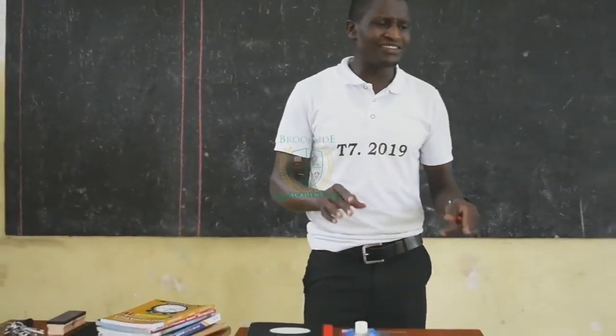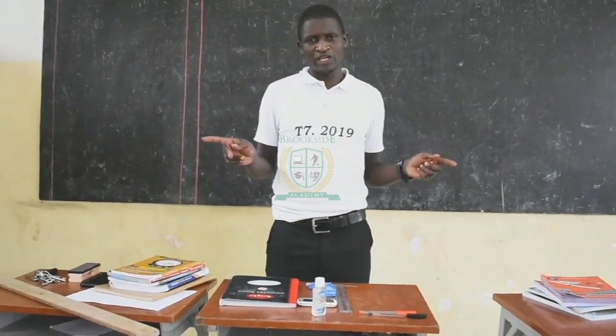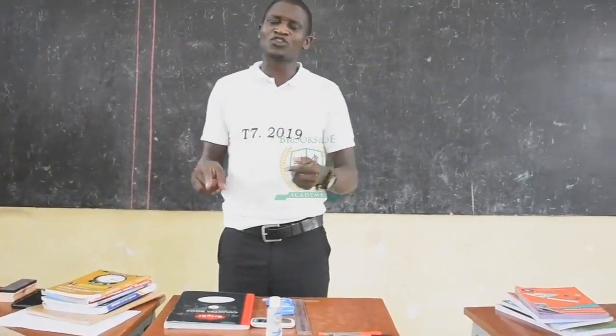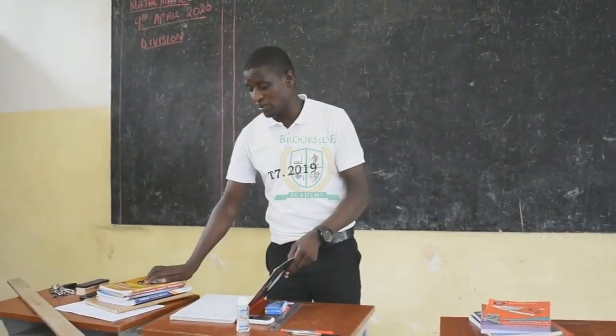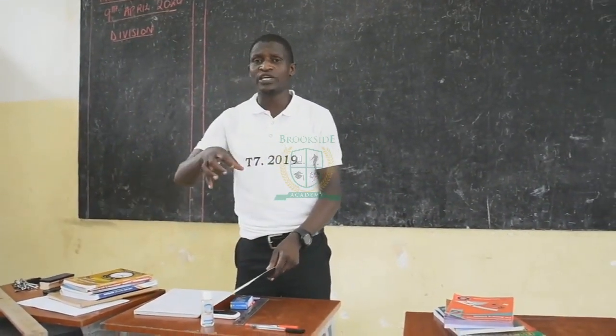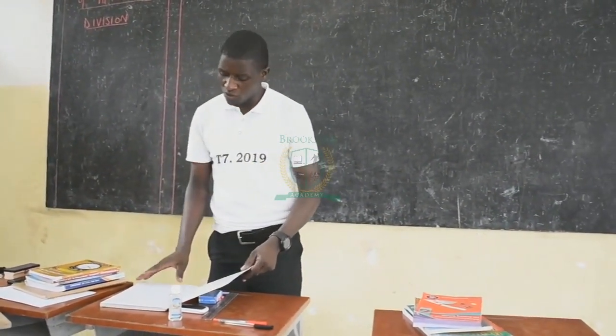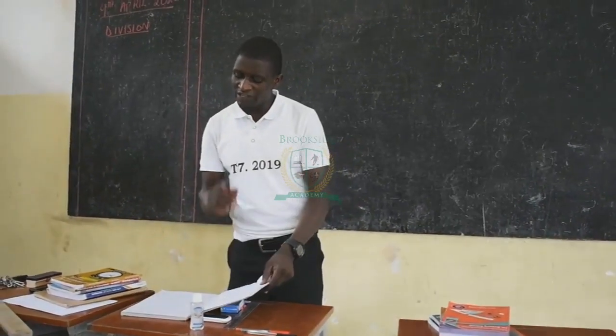Now, what have I done? I have separated these 12 books into 2 groups. I have divided these 12 books into 2 groups. I have distributed these books into 2 equal groups, whereby the first one has 6, and the other one has 6. When you add these together, you will get 12 books. Now, that is what we call the introduction.